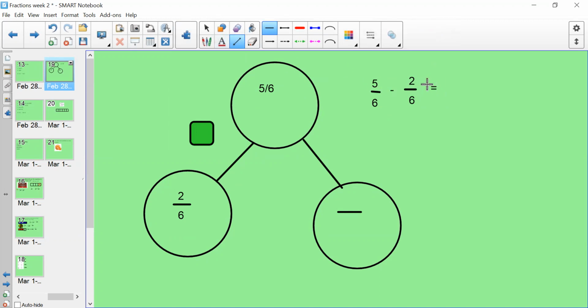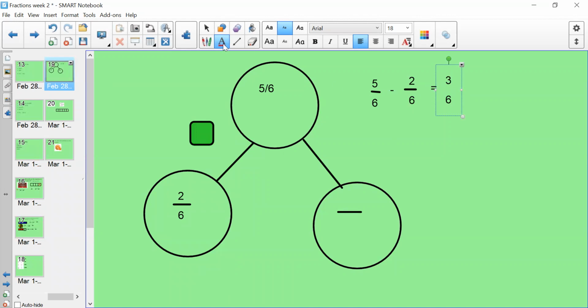Okay, so we've got 5 take away 2 is 3. And then 6, because the denominator stays the same. So the answer here would be 3/6. And then you can see as well that if we had to turn this into an addition fraction sum, we know that 3/6 plus 2/6 equals 5/6.